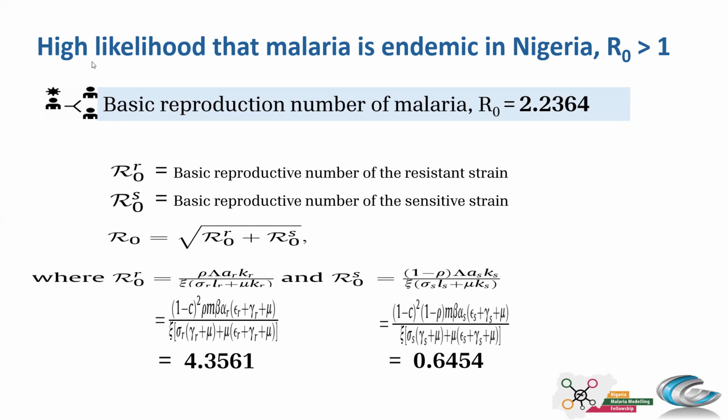So already we can see that the R0 for malaria in Nigeria is greater than 1. Malaria is likely endemic in Nigeria. And we're also seeing that the resistant strain is dominant, having a much higher R0 above 1.